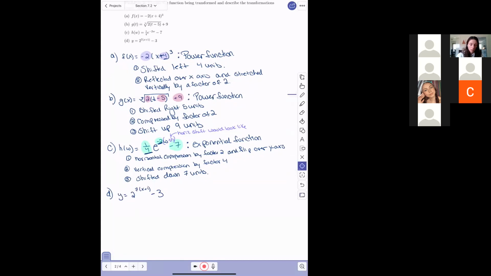Okay. Next, we have y equals 2 to the power of 7 times x plus 1 minus 3. And our values that indicate shifting or scaling are this 7, this 1, and this negative 3. What type of function do we have initially? For a parent function? Exponential. Good, exponential.